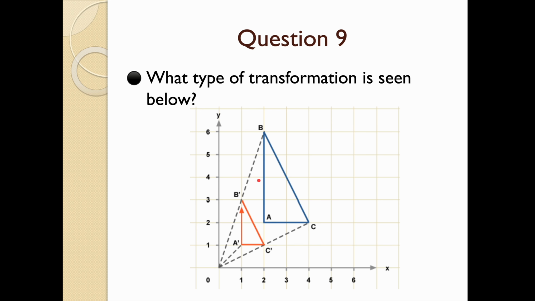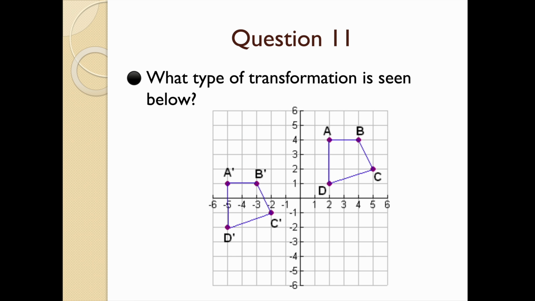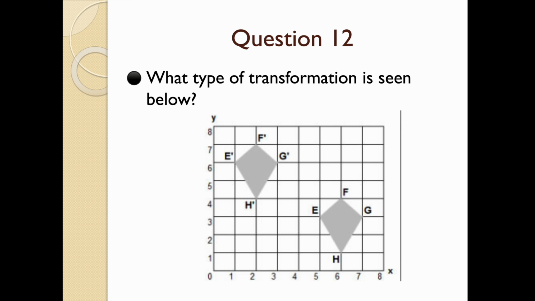Alright, what is this one here? What's this transformation? Enlargement. This is an enlargement. What is this one here? Enlargement. What is this? Translation. Once you see it looks the same orientation, it hasn't changed, then you know it's a translation. What is this here? Translation.